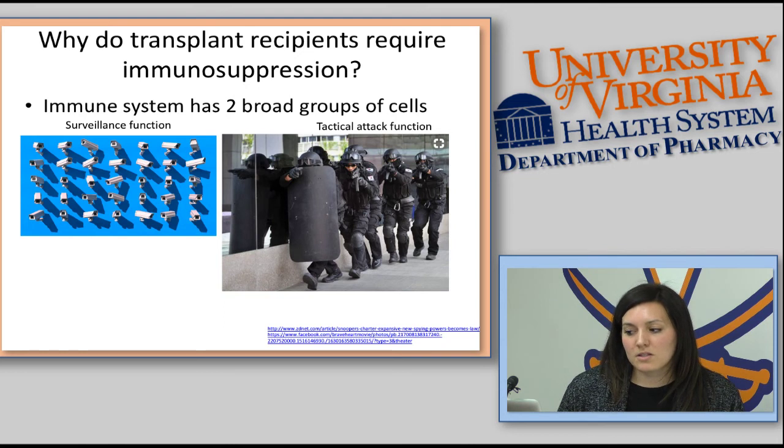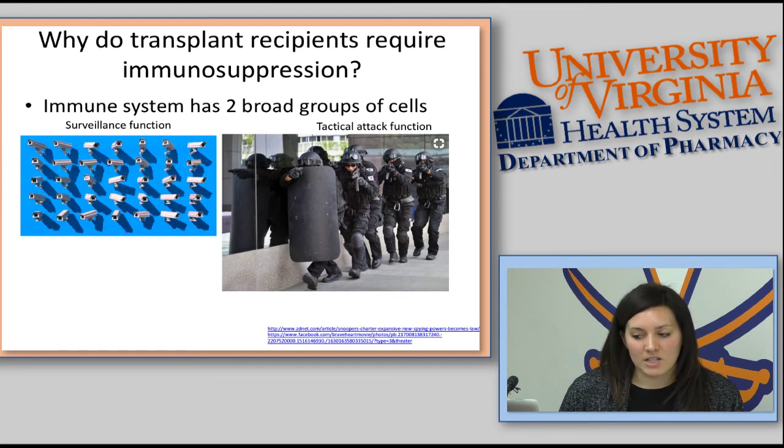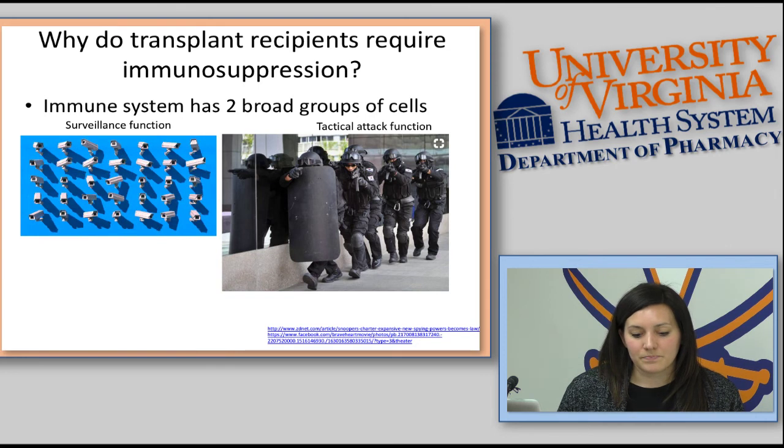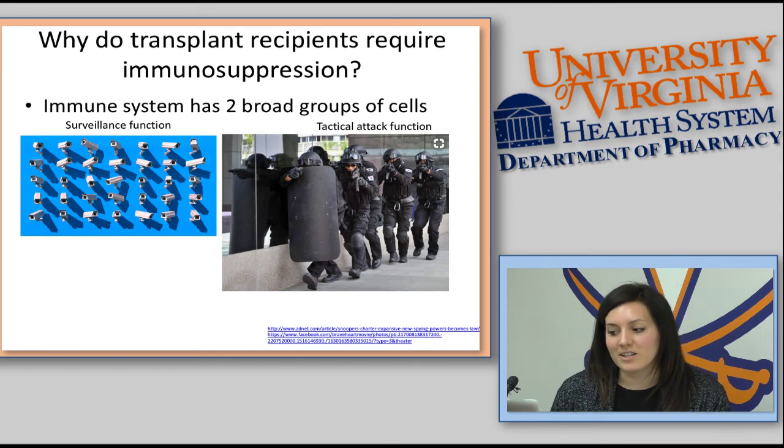The immune system has two broad groups of cells that have two big functions. The first is surveillance. These cells are always watching out for either a foreign substance such as a bacterial or fungal infection, or they can also be watching out for your donor organ. They recognize the donor organ as non-self and therefore determine that a tactical attack function is required.